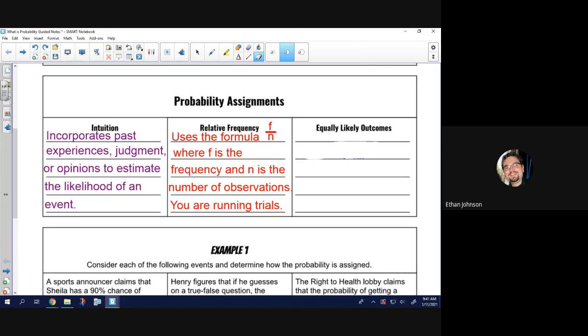And then the one that we're going to use a lot of is this equally likely outcomes. And it's a formula that I always refer to of P of A, or the probability of event A, equals success divided by total, or success out of total.